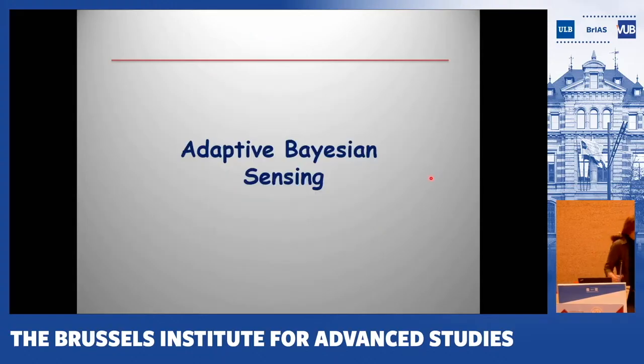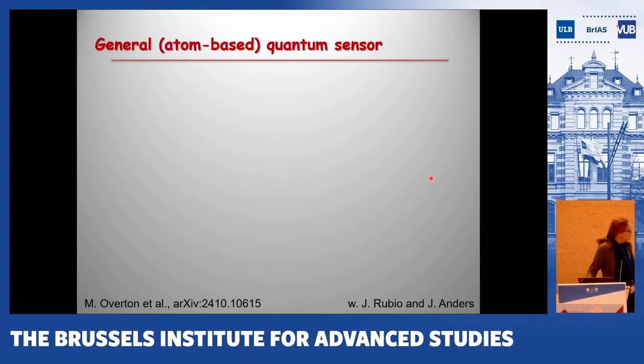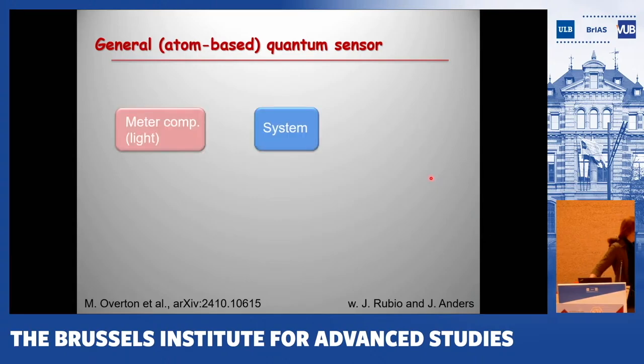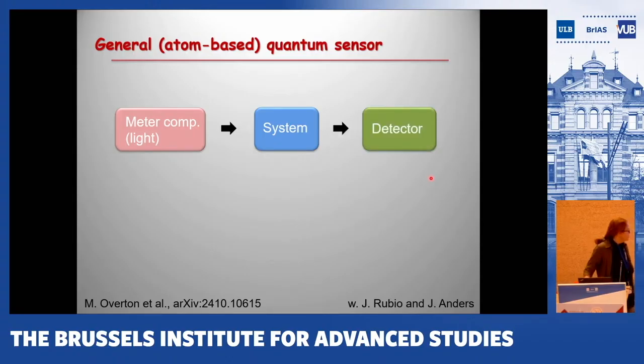So now I move away and go to adaptive Bayesian sensing. What is that? What we always want to do when we use a quantum sensor is measure something as precisely as possible and as quickly as possible. We have a system that we want to probe with a meter component, which is typically light. We probe our system indirectly, and we measure the number of photons on the detector.